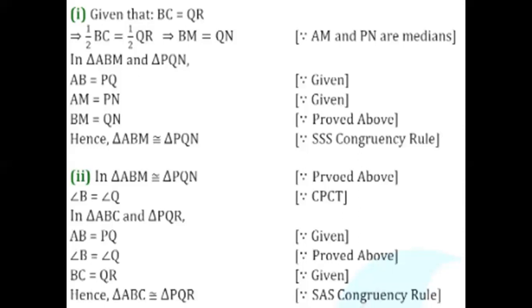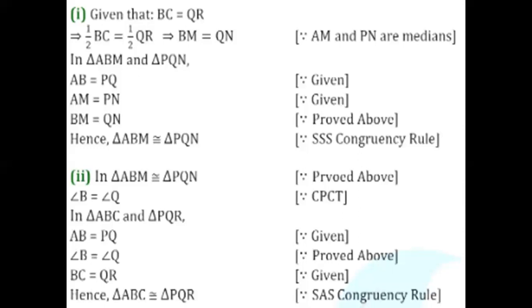Now, here we have been asked to prove that triangle ABC is congruent to triangle PQR. Let me begin with what I've got as of now. I've got that triangle ABM is congruent to triangle PQN. If that's the case, then angle B is equal to angle Q. That is, angle ABM is equal to angle PQN by CPCT.